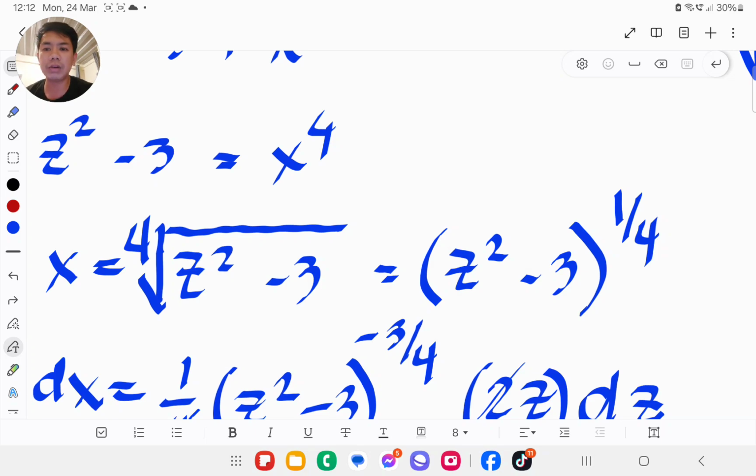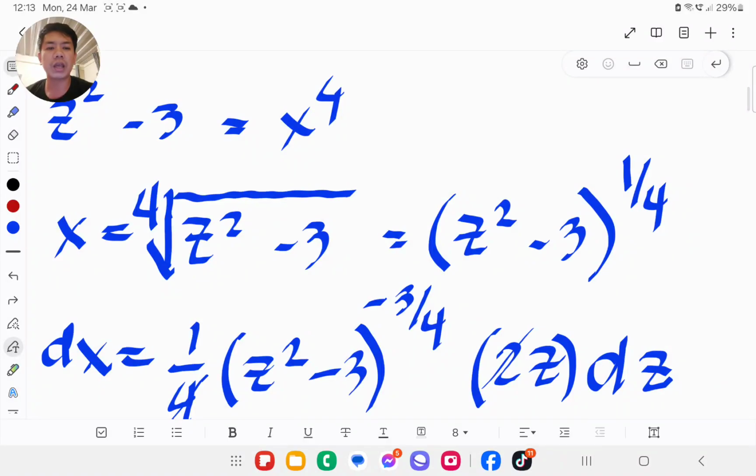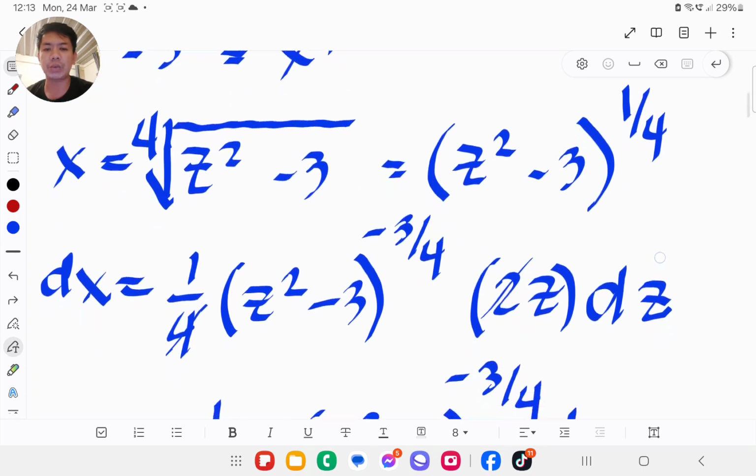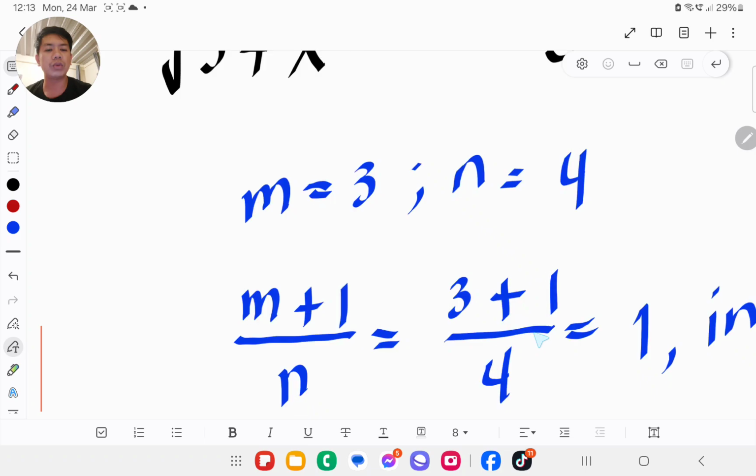We also need to get the value of dx by differentiating this x value with respect to z. With that, we have a chain rule differentiation. Bring down the 1/4, then copy what's inside the parentheses, z squared minus 3, then subtract 1 from the exponent 1/4. So 1/4 minus 1 is equivalent to negative 3/4. Then the derivative of what's inside, class, is now 2z.